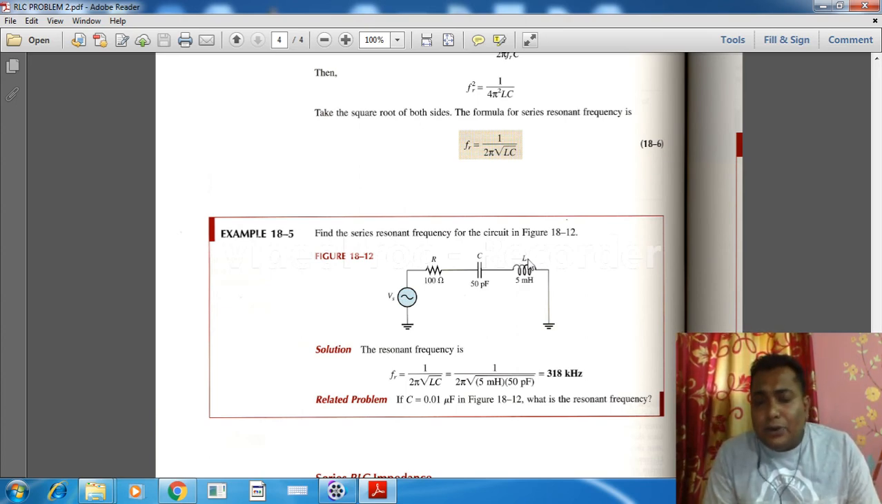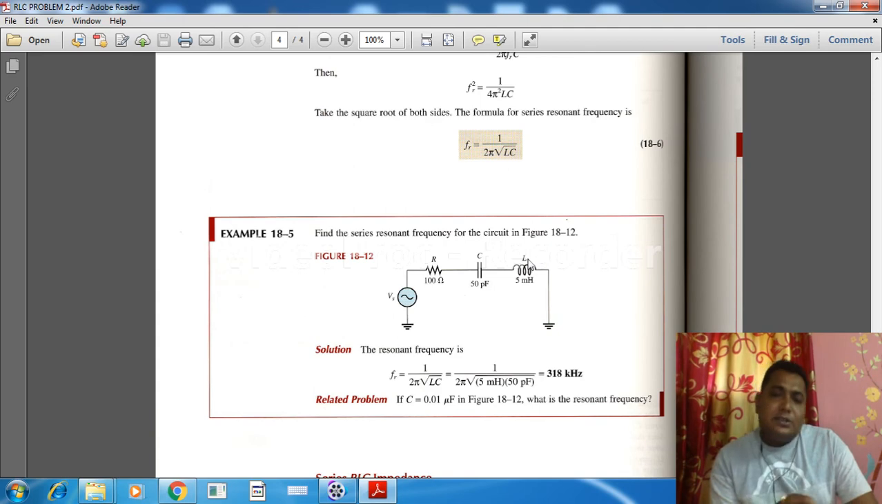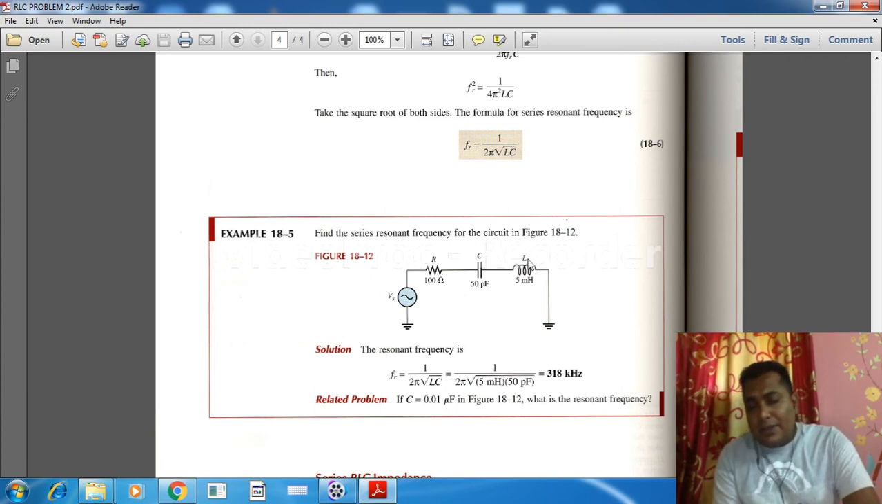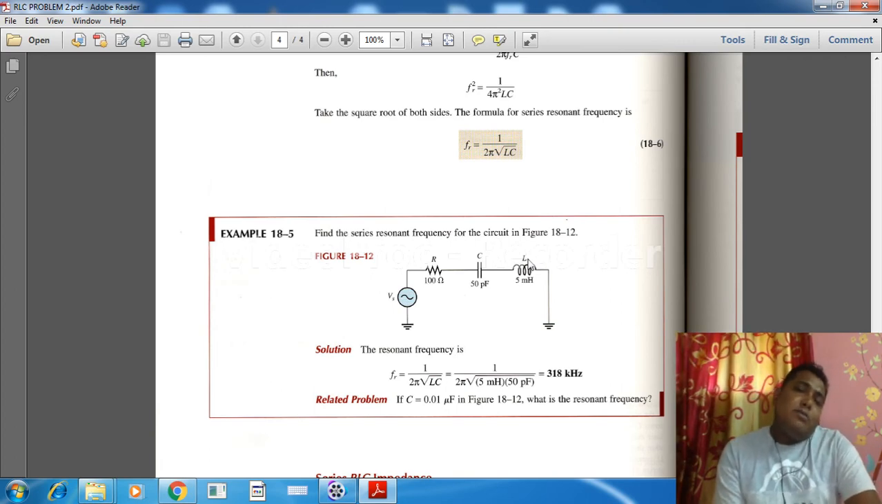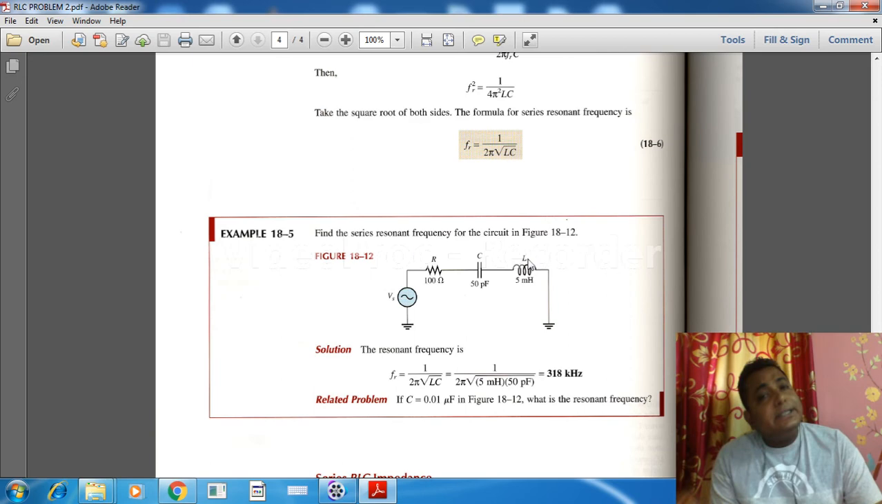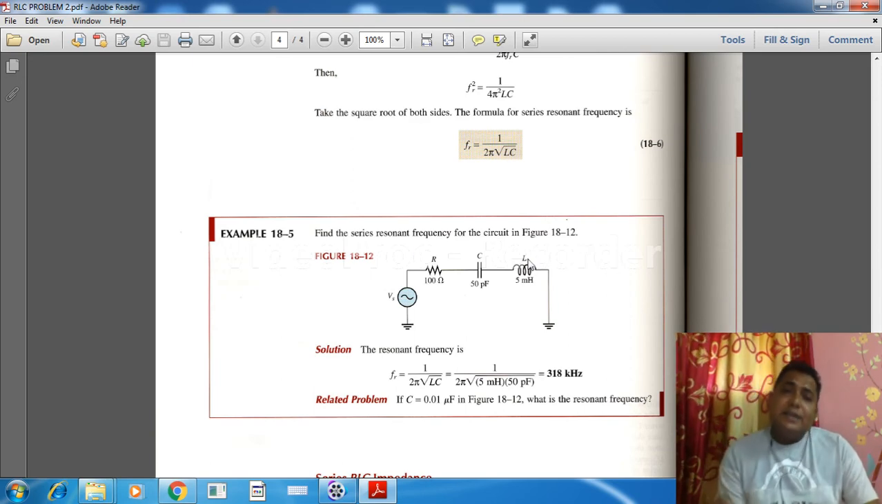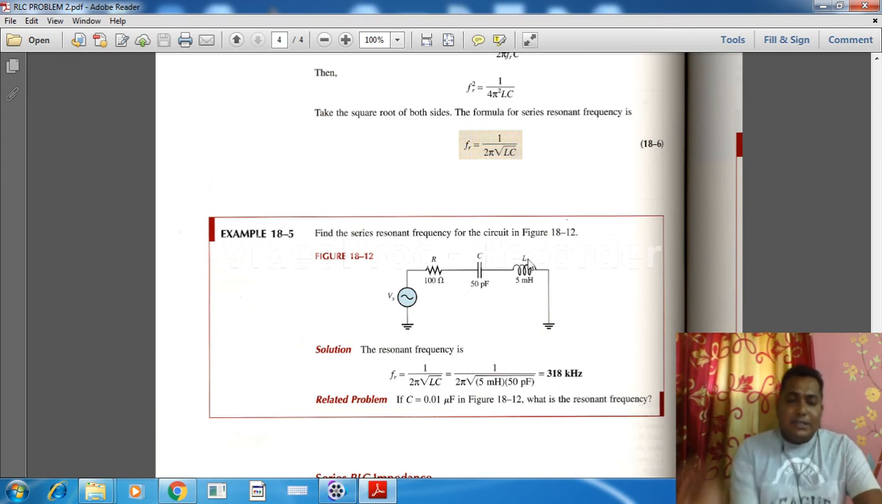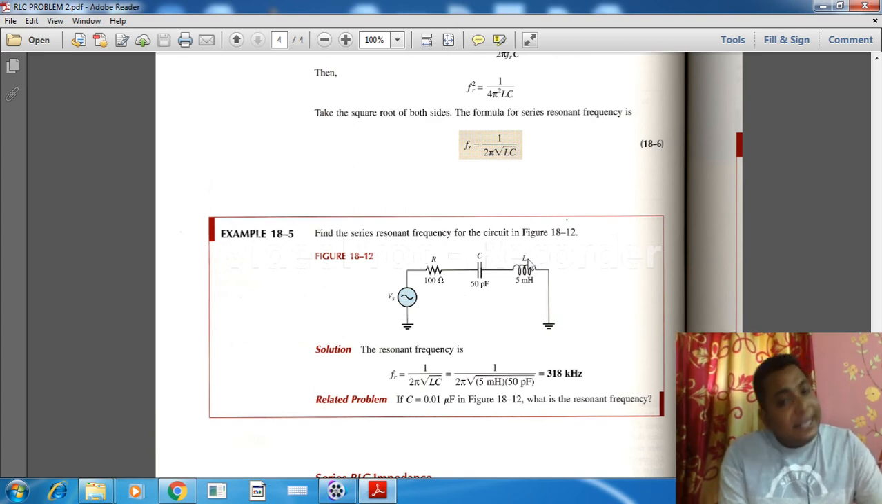What is the voltage across the capacitor? I means the circuit current. As it is a series loop, a single current is flowing, so we are considering that single current as I. In case of VC, the voltage across the capacitor, the formula will be I into XC, where XC is the capacitive reactance. In the same way, the voltage across the inductor will be VL is equal to I into XL.